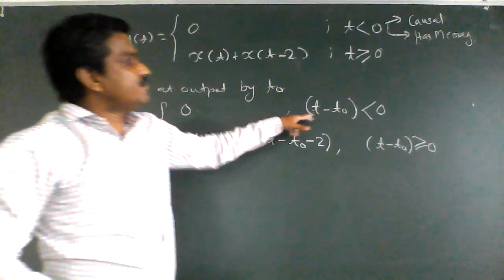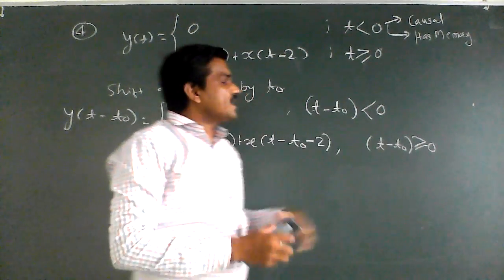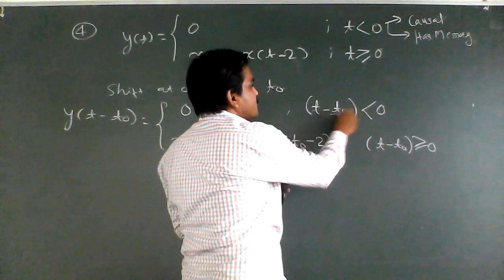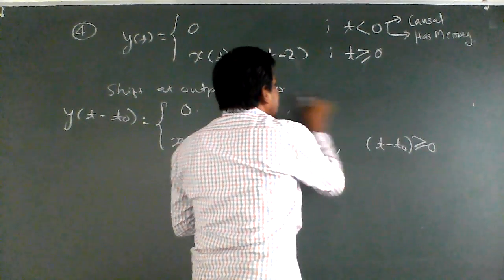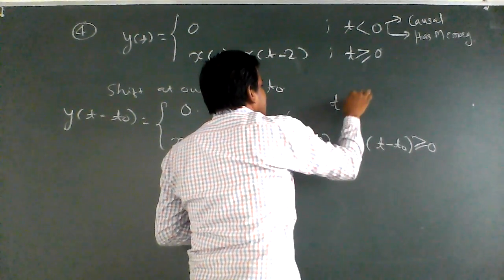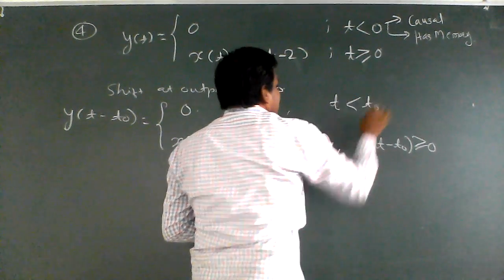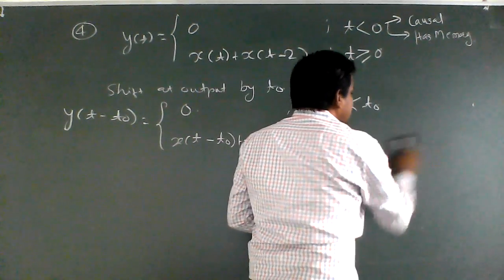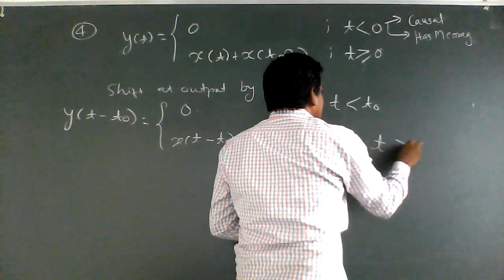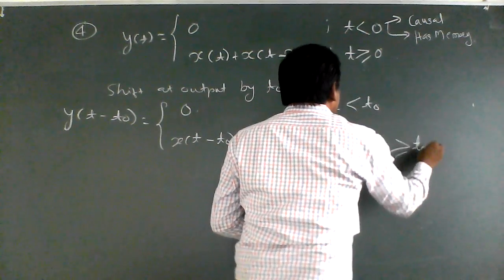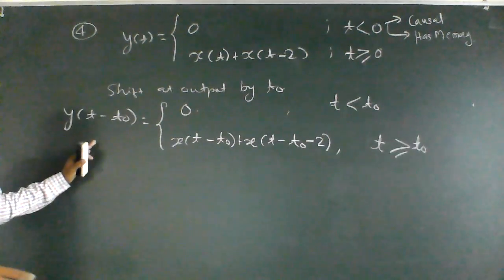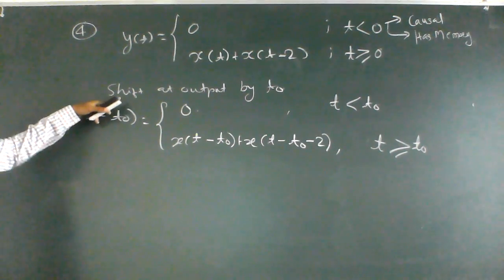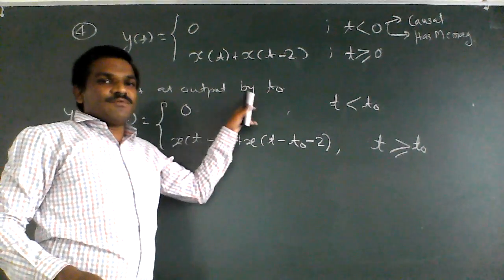So t minus t0 less than 0 you can rewrite as t less than t0, because the minus t0 goes to the other side. What about t minus t0 greater than or equal to 0? You can rewrite it as t greater than or equal to t0. Remember this. So the first step is completed, that is, shift the output by t0.